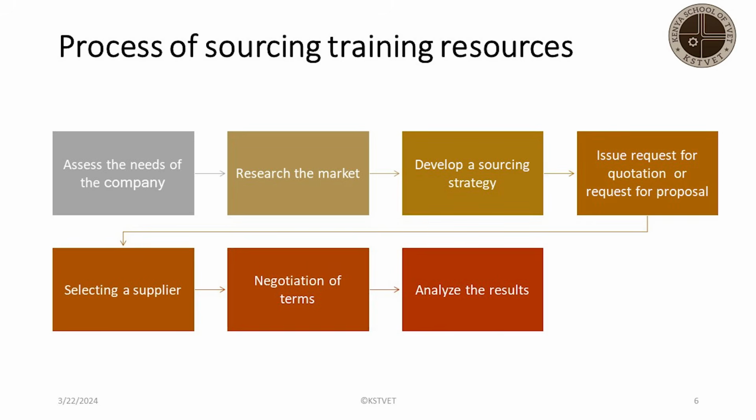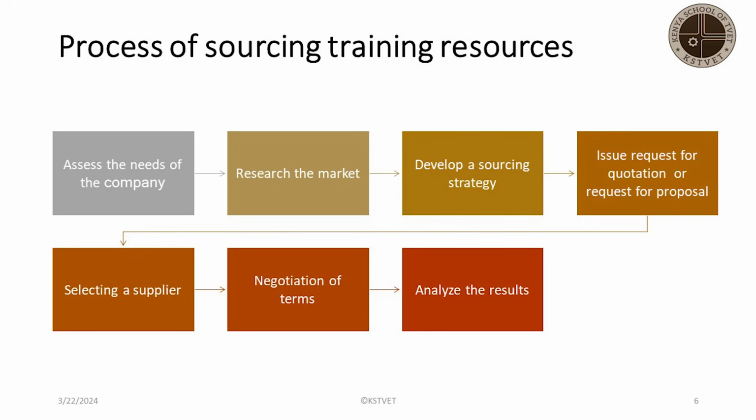3. Then you will develop a sourcing strategy. When developing a sourcing strategy, you will need to decide where you are going to buy the goods or services from so that you are able to minimize the costs. 4. After which, you will issue a request for quotation or request for proposal. This is where you will invite the vendors to compete in the bidding process, where evaluation will be done based on the proposals submitted.